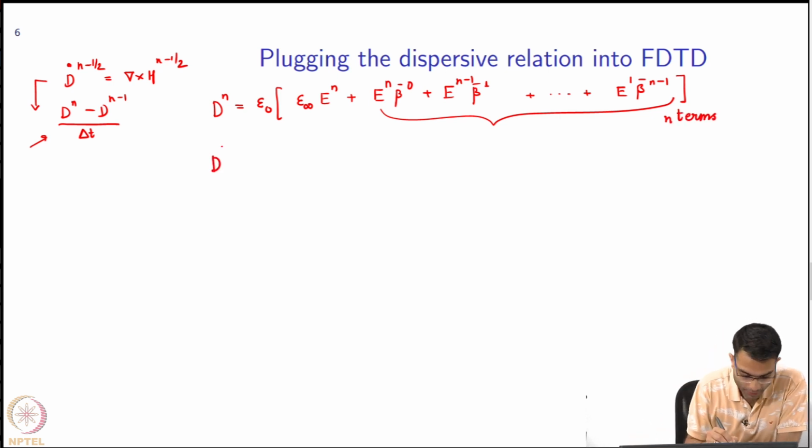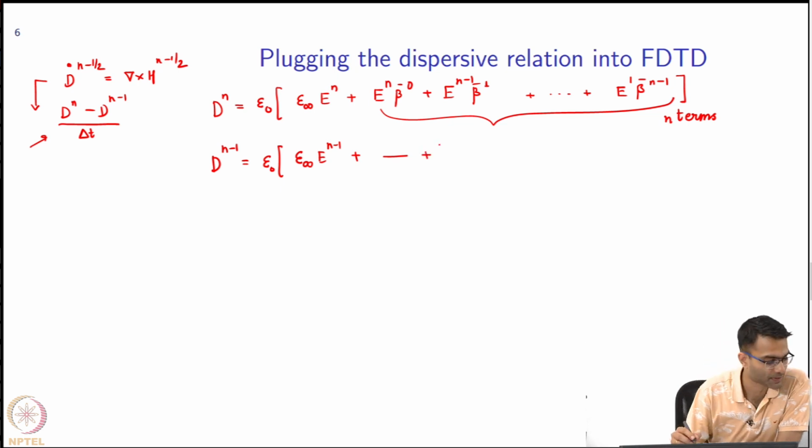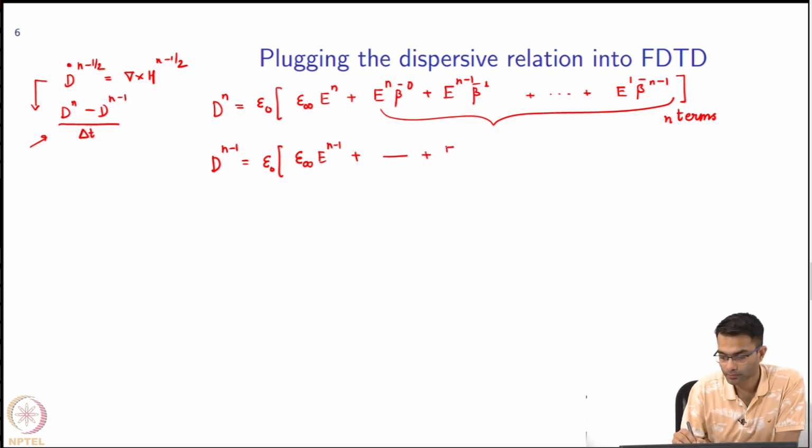Okay. Now, let us write down dn minus 1. This is easy. So, epsilon infinity E n minus 1 is the first term. Then I will start over here with, will I have this guy? Will I have E n beta bar 0? No, right. So, this term is not there. What will be the first term of this summation? E n minus 1 beta bar what?